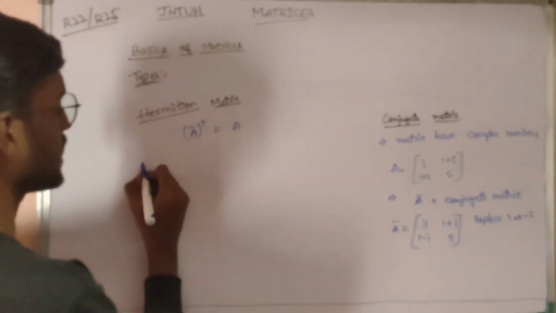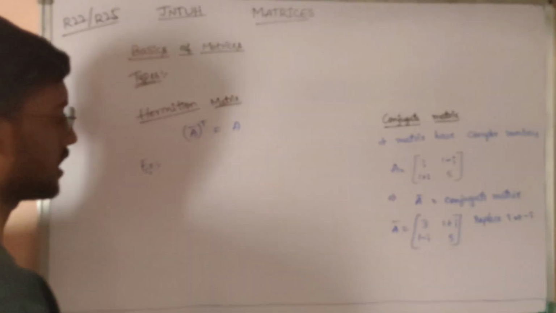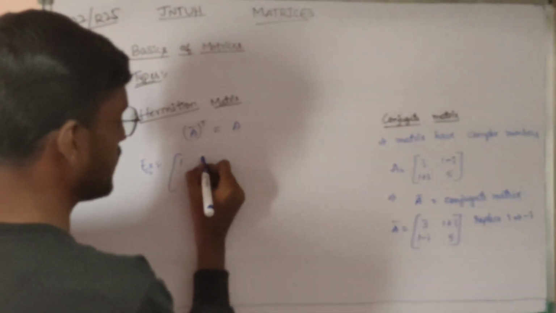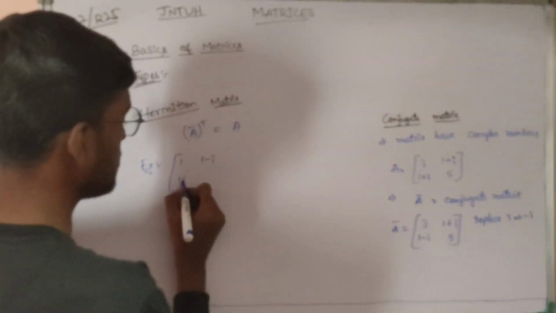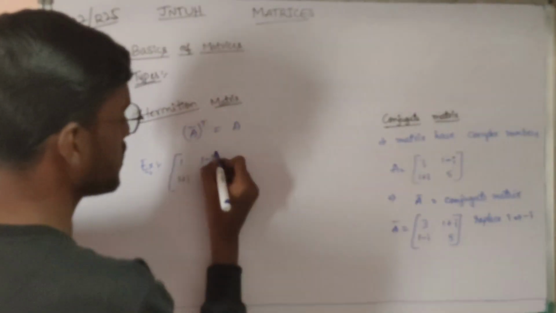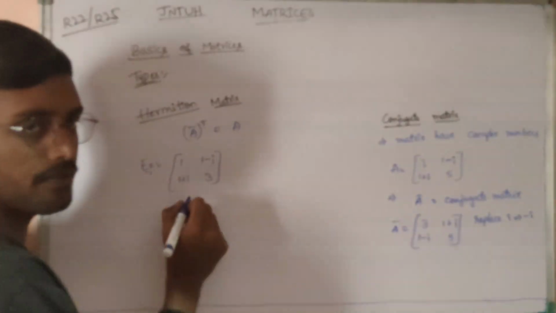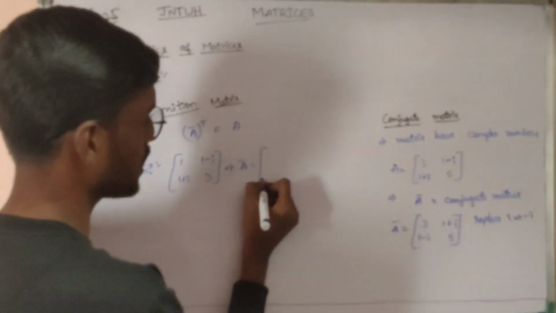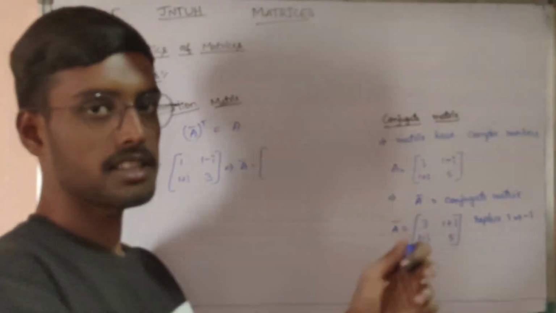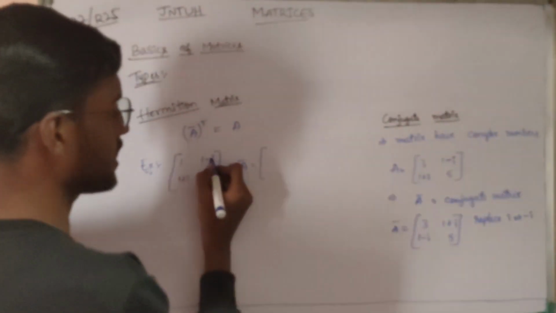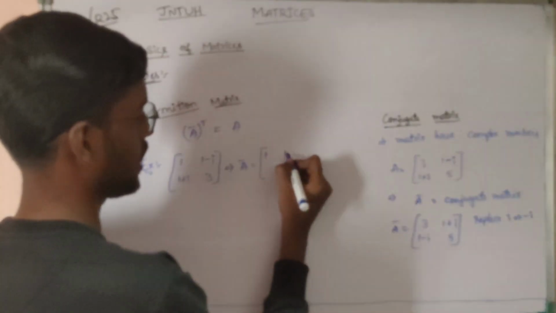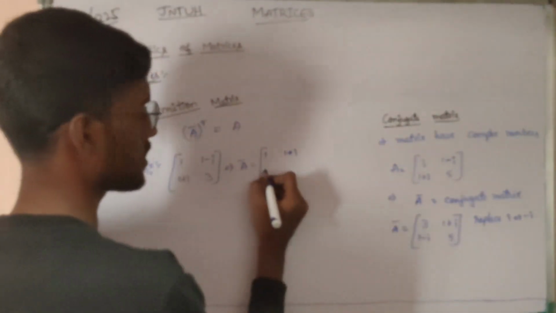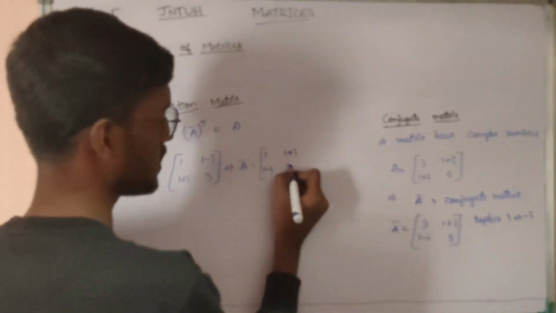Okay, let us take an example and I will explain clearly. Consider a matrix A as 1, minus i, 1 plus i, 3. This is our matrix A. Now find A conjugate matrix, replacing i with minus i. So minus i is replaced with i, and plus i is changed to minus i, 3.